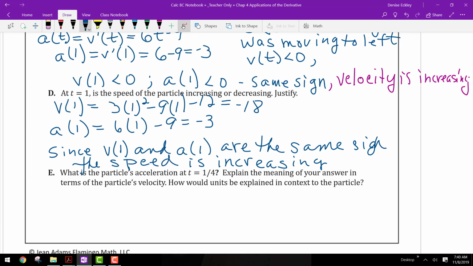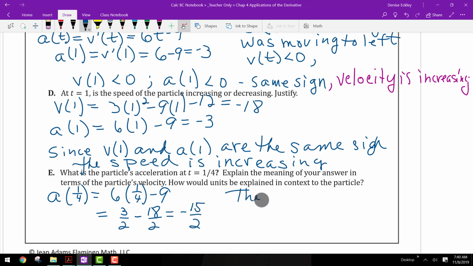Okay, finally, what is the particle's acceleration at t equals 1/4? Explain the meaning of your answer in terms of the particle's velocity. How would units be explained in context of the particle? Since we already have the acceleration, we can find a of 1/4, which is 6 times 1/4 minus 9. This gives me 3/2 minus 18/2, which is negative 15/2.